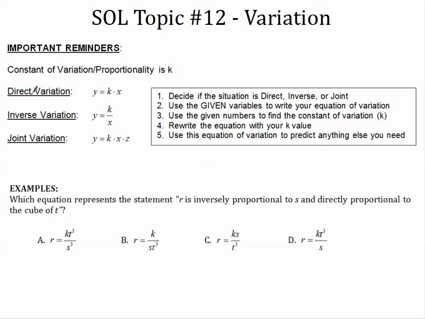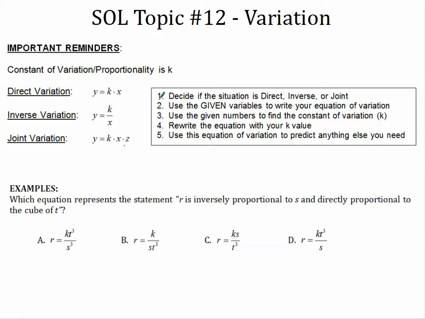Direct variation is a multiplication. Y equals K times X. Inverse variation is a division. Y equals K divided by X. You can think of inverse as invert, so there's going to be a fraction. And joint variation is very similar to direct variation, but with more variables. Y equals K times X times Z, multiple variables.